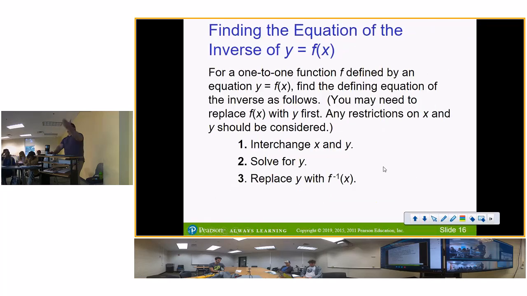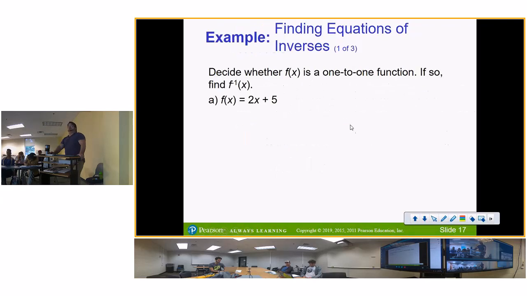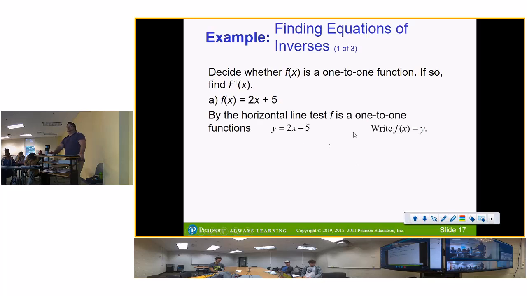Okay, what are we doing here? Algebraically finding the inverse. Interchange, solve, replace with f of negative 1. We already did that. So y'all should be able to find that one. Y is equal to 2x, which will be x is equal to 2y plus 5. And that'd be x minus 5 divided by 2. And that is the inverse function.